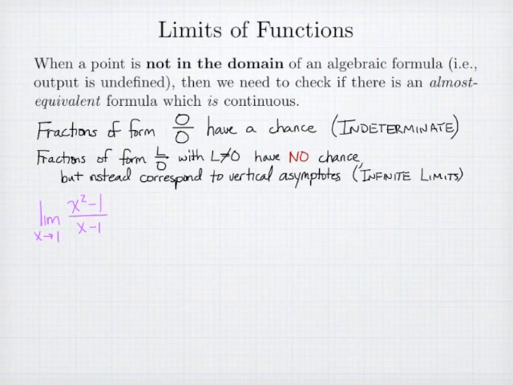To illustrate the first example, imagine the function x squared minus 1 over x minus 1. 1 is clearly not in the domain, but if I plug in 1 into my formula, I get 1 squared minus 1 on top, that's 0, over 1 minus 1, that's 0. I have a 0 over 0 form. It's indeterminate. I have a chance. This will require some additional algebra. Notice, by the way, that I did not use an equal sign. I used an arrow. This is because I can't say that these numbers actually exist.